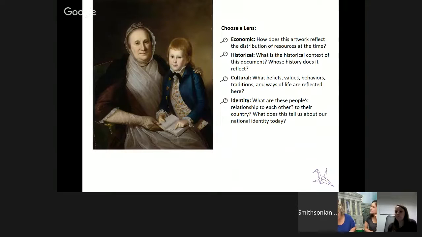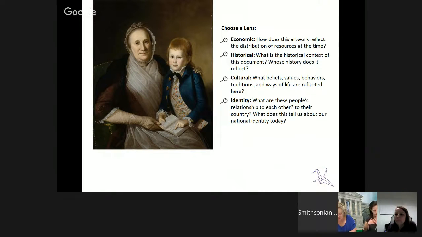Some lenses. We're calling these lenses because we'd like you to choose one. We'd like you to look at this painting now through the eyes of somebody who's focused on economics, or history, or culture, or identity. And you'll notice that in that list to the right there are a series of questions. We'd like you to choose one of those lenses and study the questions that are with that lens. Okay. Just give you a minute to do that.